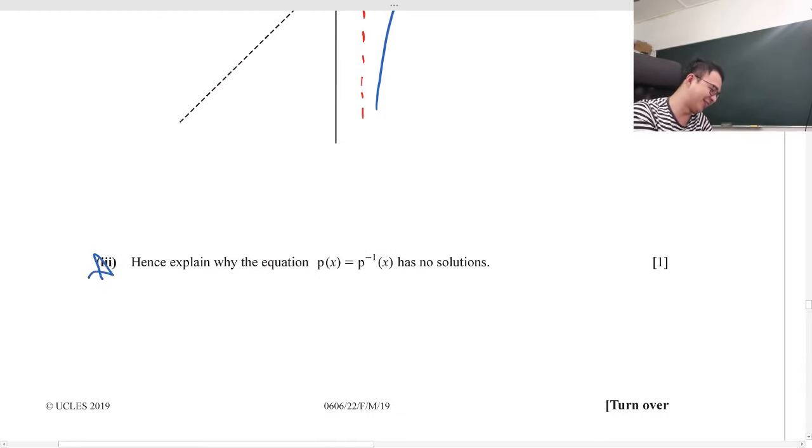And yeah, this is another hard question here. Hence explain why p(x) and p inverse have no solution. So you can say, because they do not intersect.